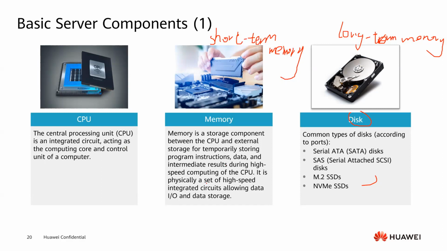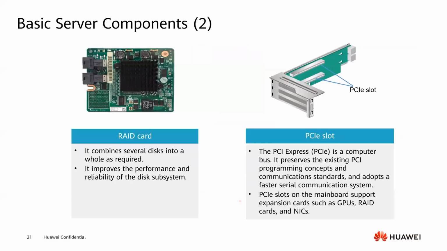The speed of memory is much faster than disk. That's the difference between memory and disk. The cost of memory is much higher than disk as well. And for other components, we have the RAID card, which is used to provide redundancy for the disk.